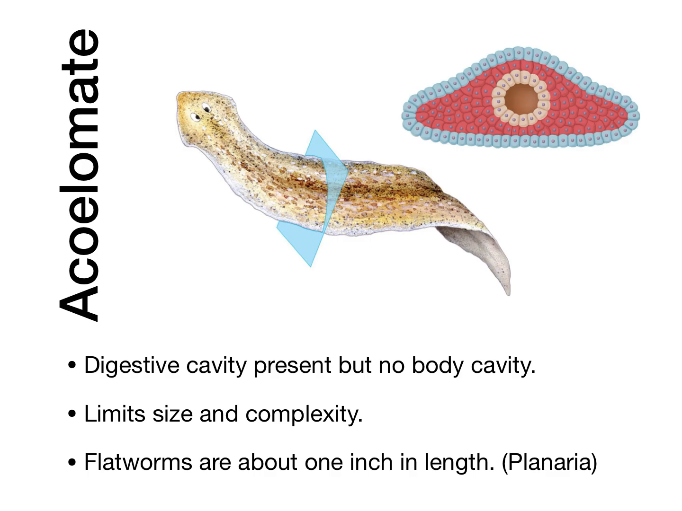An acoelomate occurs in an organism called a planaria, a flatworm. We're going to actually look at live planaria in class. And there is this digestive cavity here in the center that food travels through. But there isn't a body cavity. The rest of the planaria is solid cells. And this limits the size and complexity of these animals.